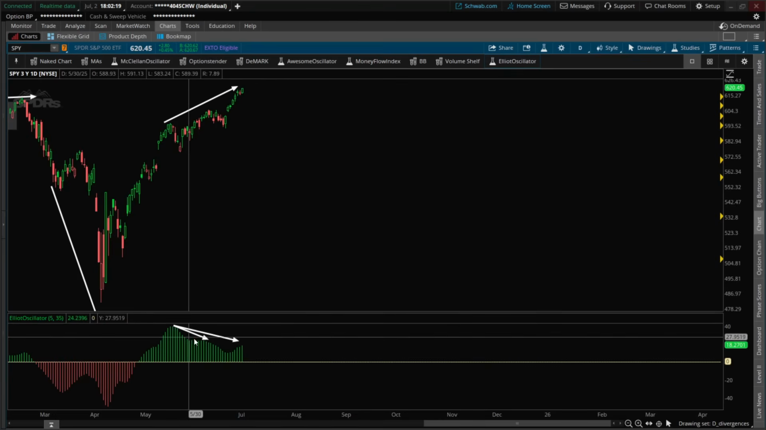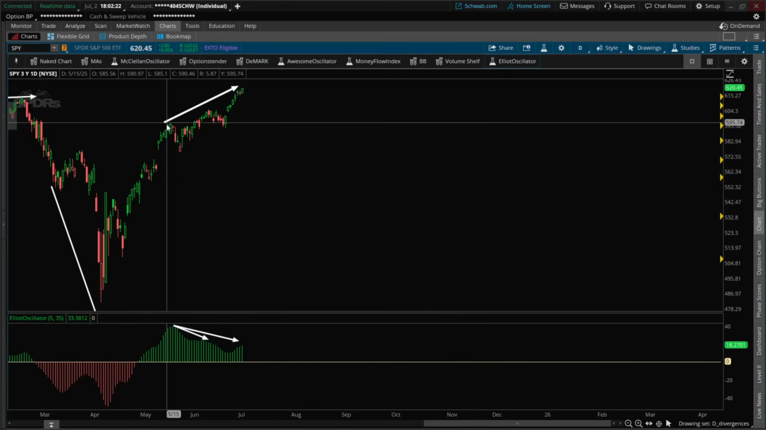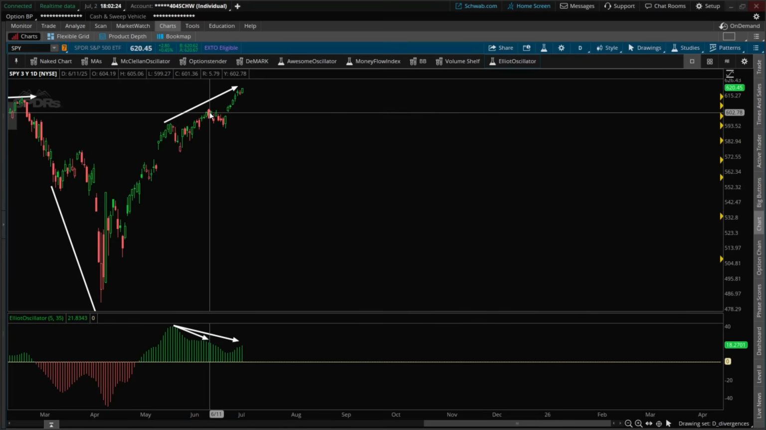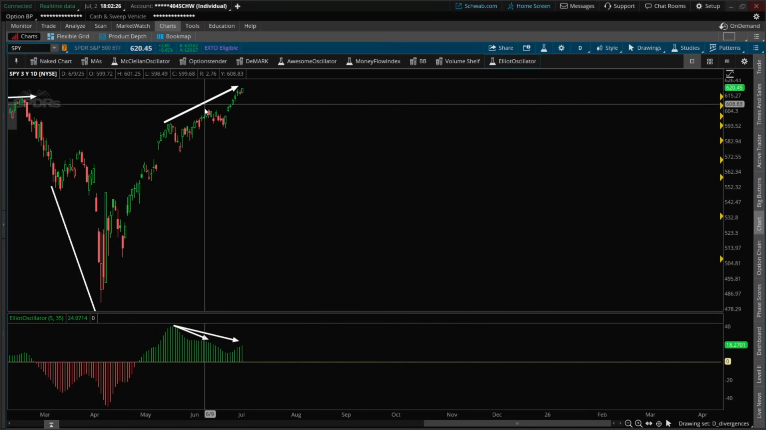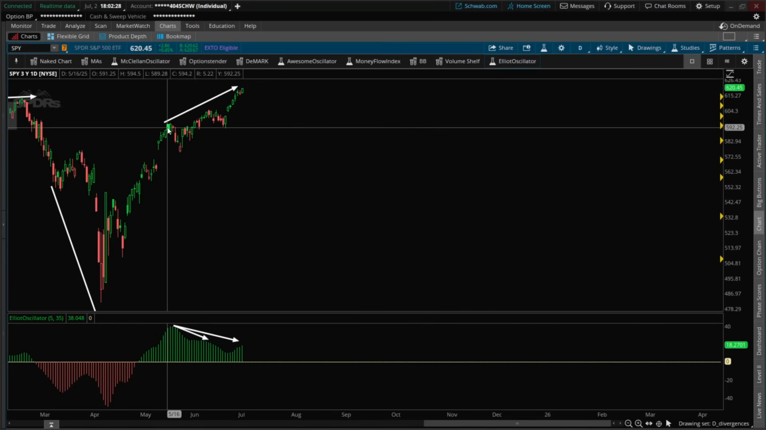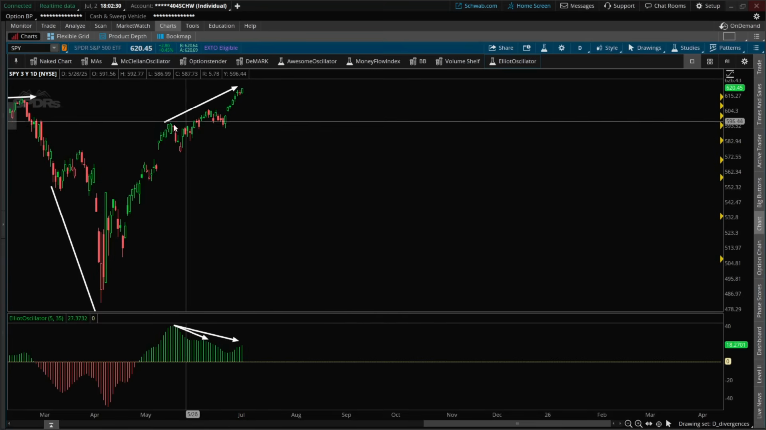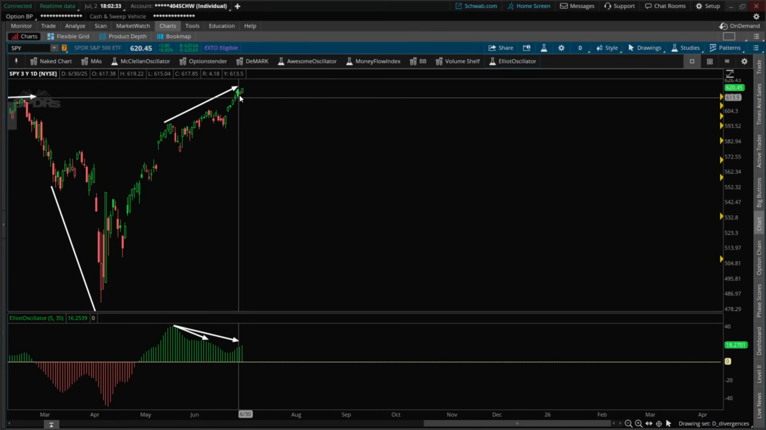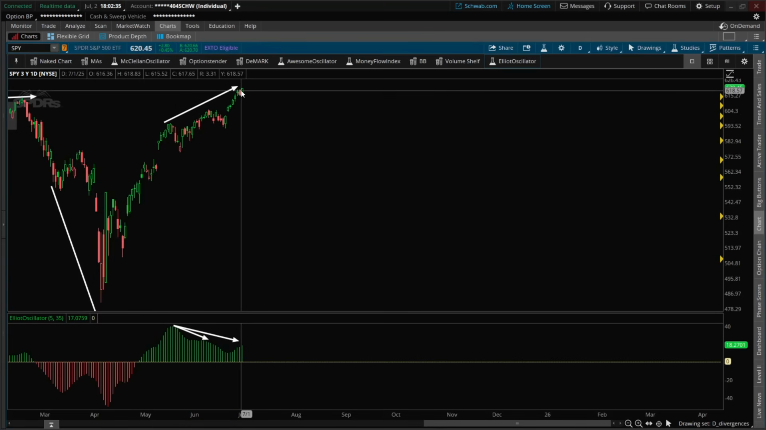Awesome oscillator. Again, all this is saying is end of wave 3 into also a wave 3, but also considered a 5. These are all 3s and 5s on different degrees. And again, we're going into a wave 5.